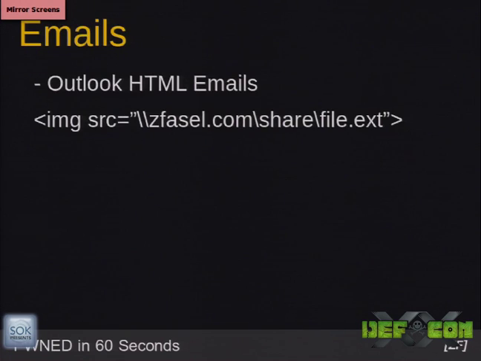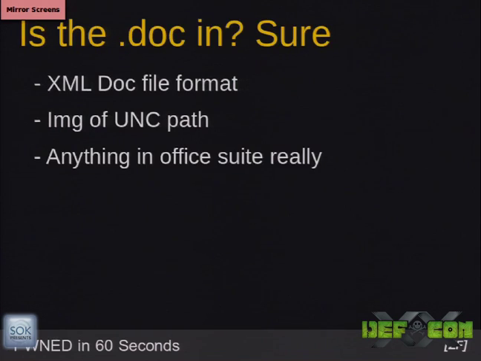Another way we can get people to automatically authenticate to our rogue server is over email. Some people may already know about this, others not so much, but in Outlook, if you have an HTML email and inside of it is a network share, it'll automatically connect and authenticate. That's pretty cool. What about .docs? The whole Office suite is actually like this. Embed an image or an HTML file, open it up, and it'll automatically connect to that network share.